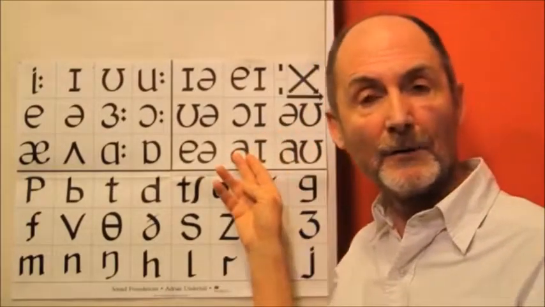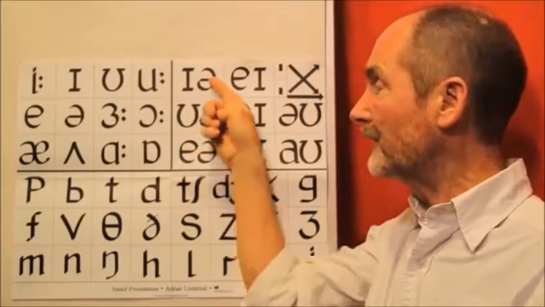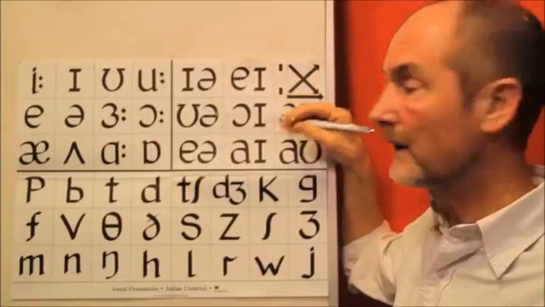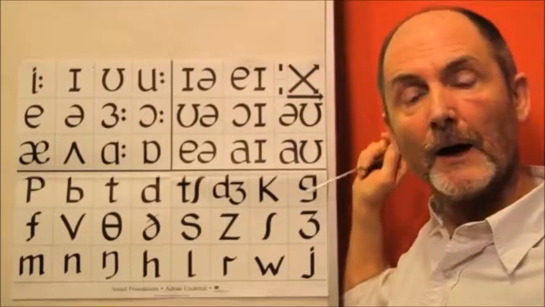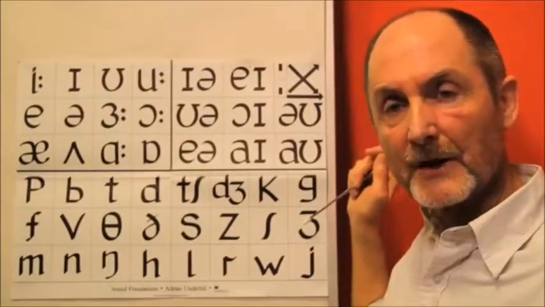Over here are the diphthongs. That means to say there are two vowels, and these are organized by the second sound. So here is the sound I, sound U. So these diphthongs are organized by the second sound.